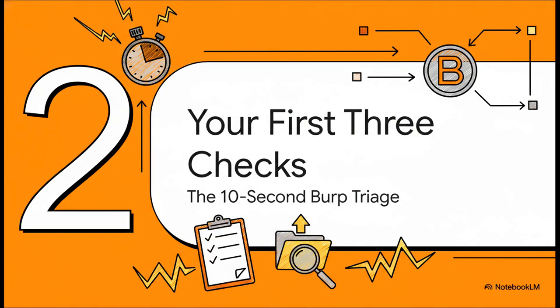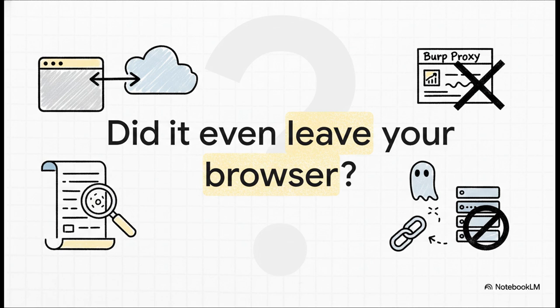Okay, let's get practical. Let's jump right into Burp Suite with a 10-second triage you can run the second an upload feels off. We're not talking about fancy bypass techniques here. We're talking about establishing ground truth. First things first, and it sounds almost too simple, but did the request even leave your computer? Check your Burp proxy HTTP history. If that post request isn't there, you're debugging a ghost. The problem isn't the server, it's on your side. Maybe a scope filter is on, or your proxy is misconfigured.